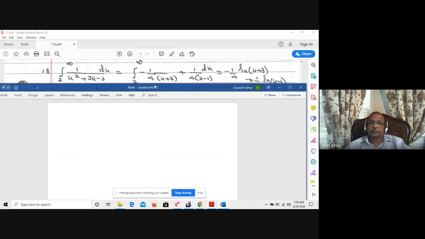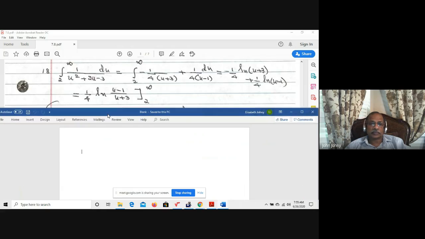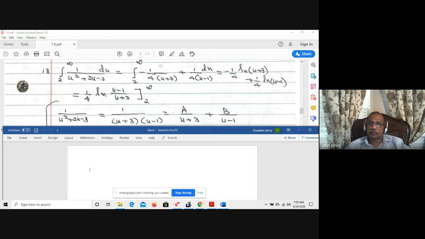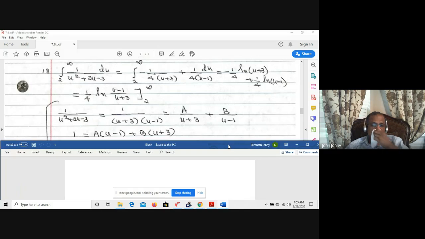Number 18. Integral 2 to infinity 1 over u square plus 2u minus 3. You do the partial fraction decomposition here. We will come back to this in a minute. 1 over u square plus 2u minus 3 is equal to 1 over (u plus 3) times (u minus 1). Minus 3 plus 2, yeah. So that is a over u plus 3 plus b over u minus 1. Multiply by the LCD, namely u plus 3 times u minus 1.